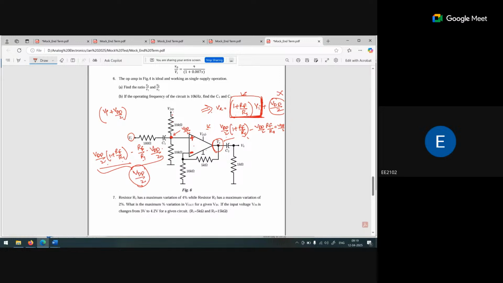Okay, my input voltage is nothing but VI plus VDD by 2 now. Why? Because this VDD will be distributed across a 10 kilo ohm and 10 kilo ohm. So the voltage drop across this resistance is VDD by 2. The voltage drop across this resistor is VDD by 2. So at this point, what we are getting is the input voltage VI plus this voltage VDD by 2. So both voltages will add up.